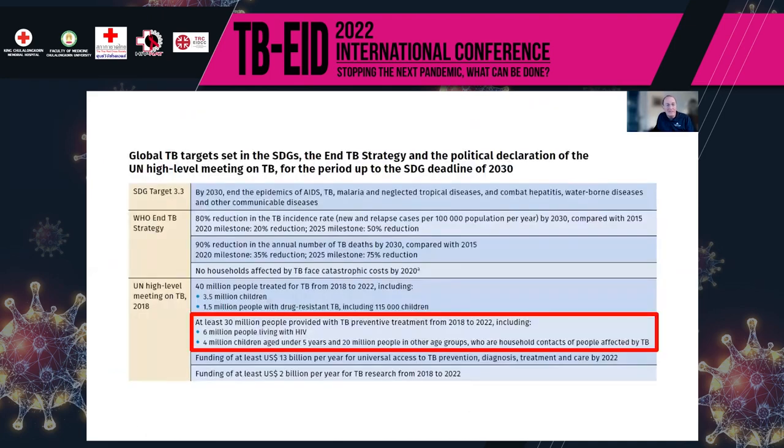Now, it's well recognized that treating TB infection is an important part of the End TB strategy. And here you have a summary from the WHO of both the Sustainable Development Goals and the End TB strategy. And that includes these statements made at the United Nations in 2018 that the countries of the world committed themselves to treating at least 30 million people with TB preventive therapy over the 5 years from 2018 to 2022. And this included 6 million people with HIV, 4 million young children under age 5 who are household contacts, and 20 million people who are otherwise household contacts over the age of 5. So it's recognized as an important part of the End TB strategy.